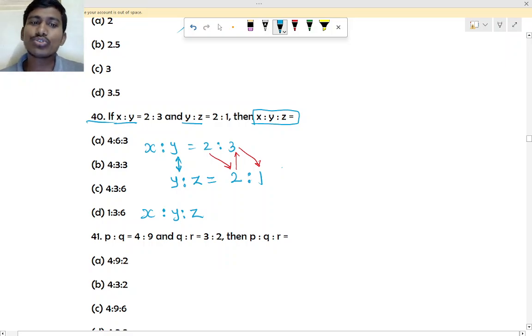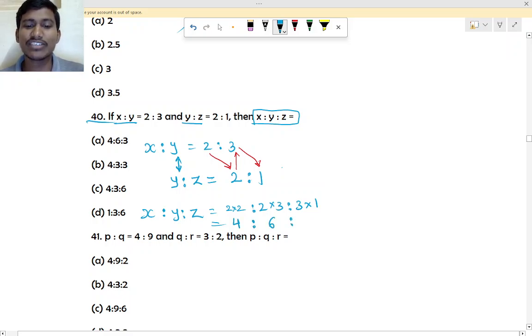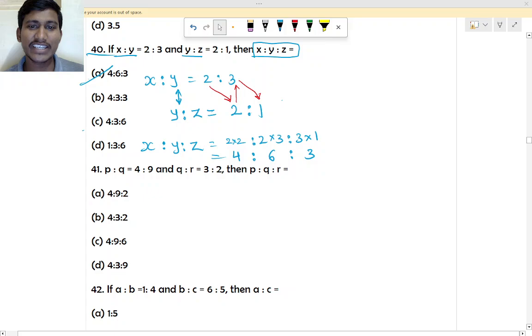So what should you do first? 2 into 2. What will be the answer? 2 into 2 is 4. Now 2 into 3 is 6, and 3 into 1 is 3. So 2 into 2, 4; 2 threes are 6; 3 ones are 3. So the answer will be 4 is to 6 is to 3. Understand how to do it? Yes, easy.